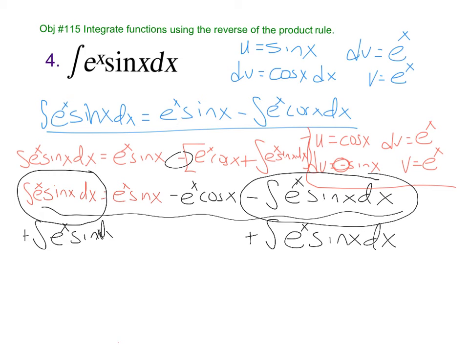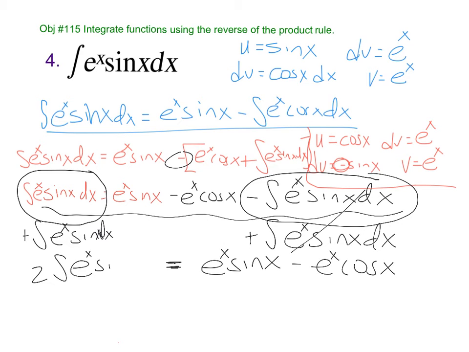Sine x dx. That cancels. So I end up getting e to the x sine x minus e to the x cosine x equals 2 times the integral e to the x sine x dx. So then the last step is to just divide by 2. We want to get the integral by itself, divide by 2 on both sides.